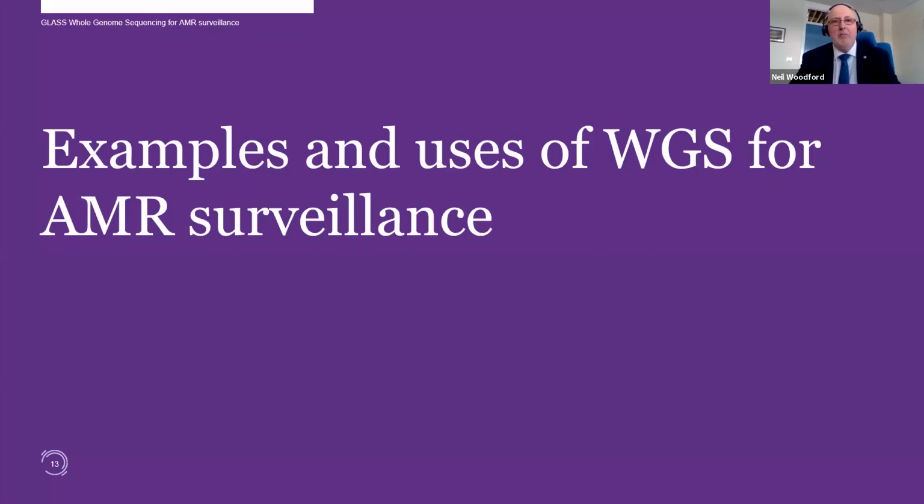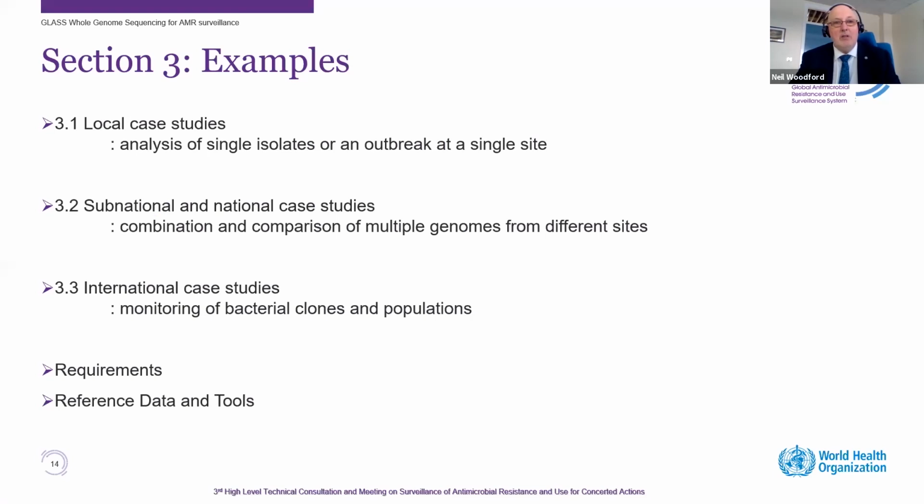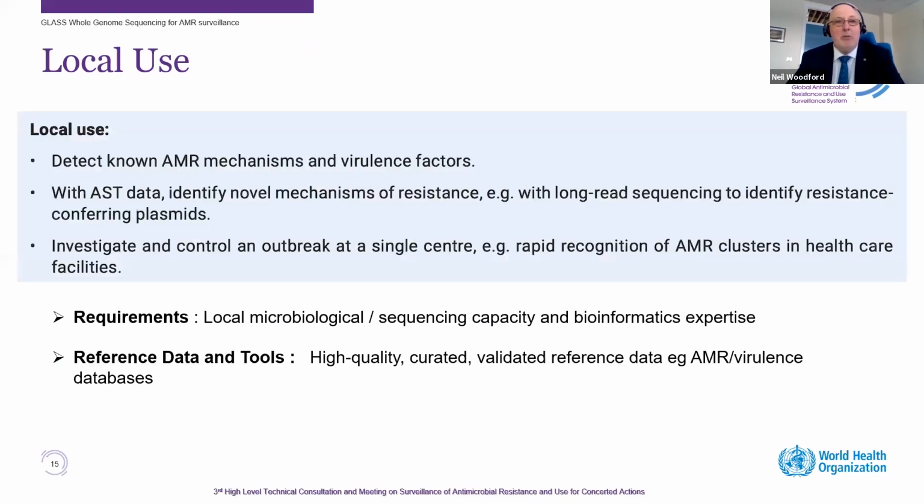So a few examples. We'll start with local use, and as I've said, you could look at known resistance mechanisms. So you could mine a whole genome sequence for ESBL genes, for carbapenemase genes, for mecA, mecC in a Staph aureus, and for resistance factors.